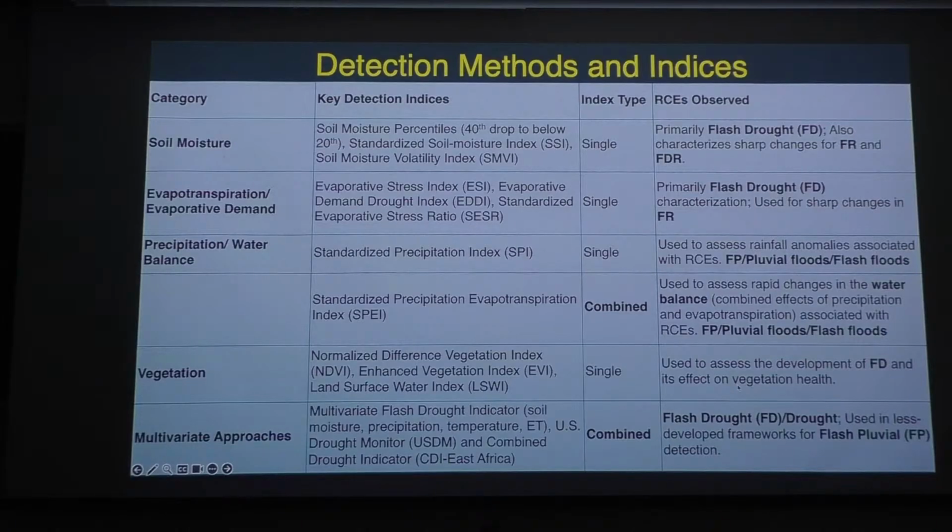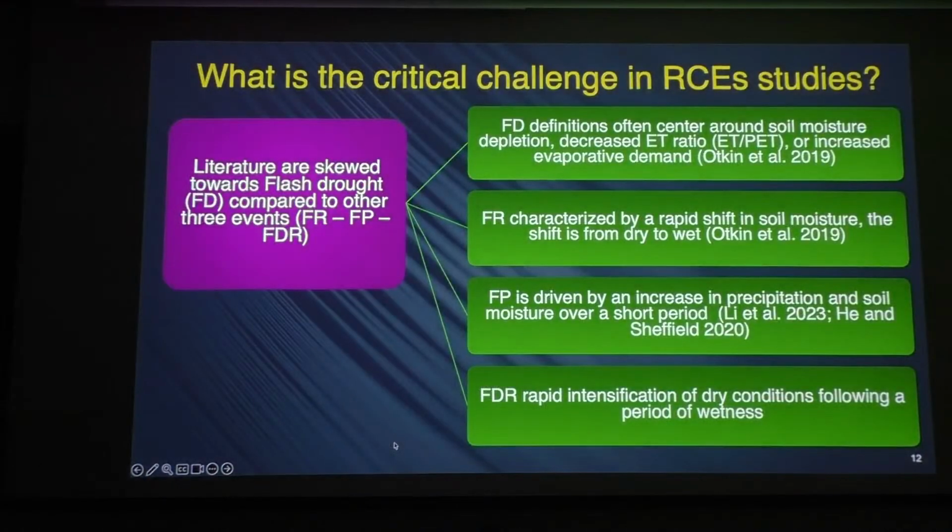And other people have gone further to use a combined method instead of a single variable. They combine precipitation with evapotranspiration, such as SPI, and then others like ICPAC use a combined drought indicator, which includes a lot of things: precipitation, temperature, vegetation. And I can also see in the USA there is a drought monitor, which is not for flash drought actually, but they use a lot of variables to detect them.